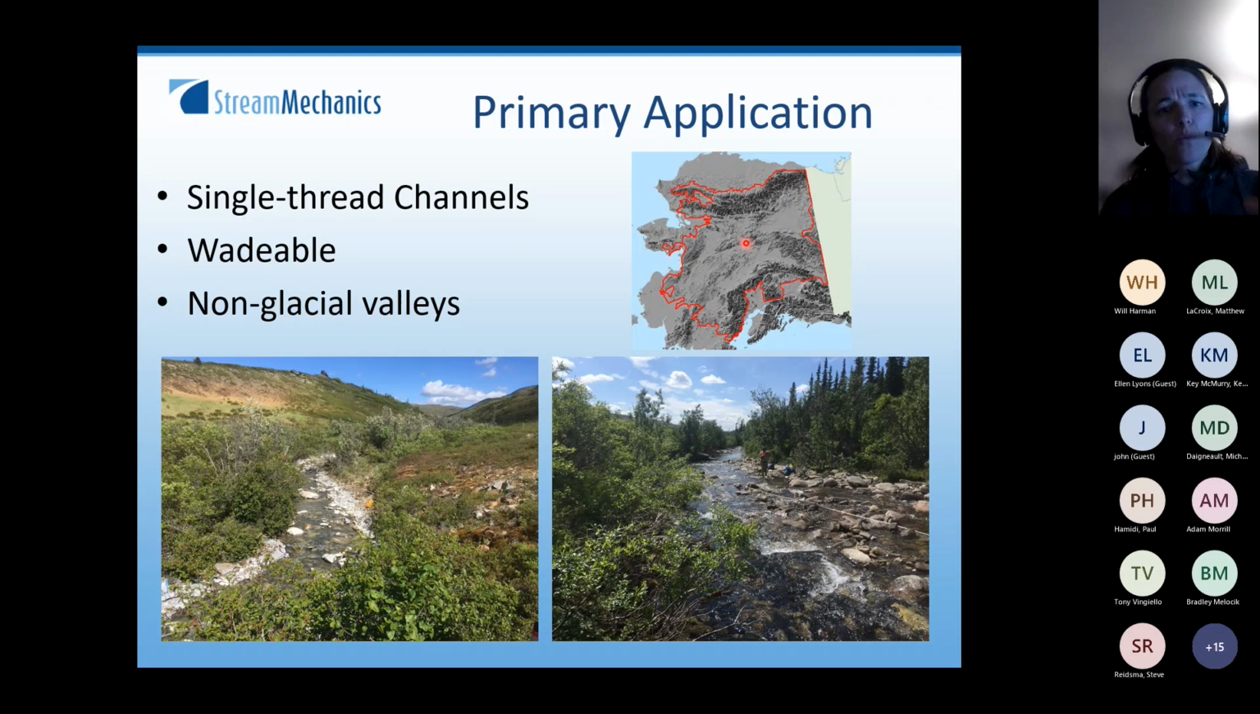The framework that Will presented, so the idea of functional categories, parameters, and metrics, are applicable to other systems. So thinking about intermittent, ephemeral, or even non-wadeable streams, it's just that the data that is in this SQT for the reference curves was developed primarily from single thread wadeable non-glacial valleys.